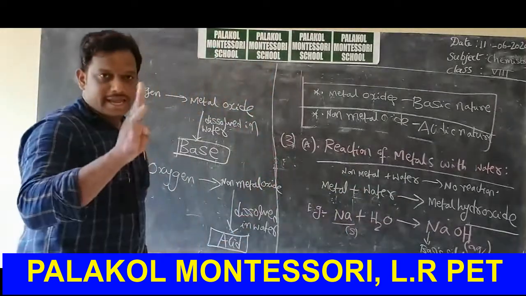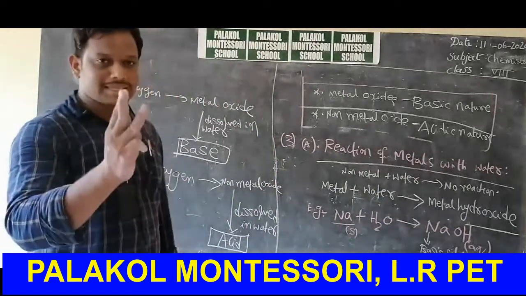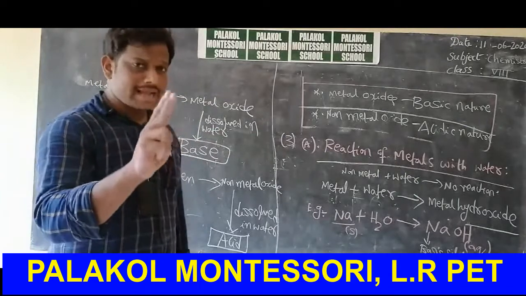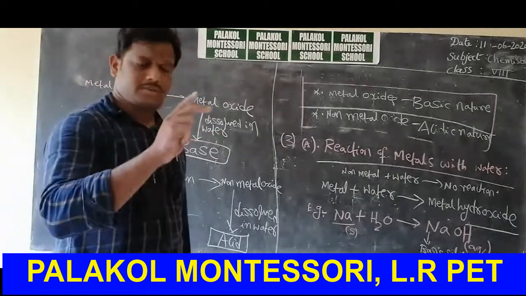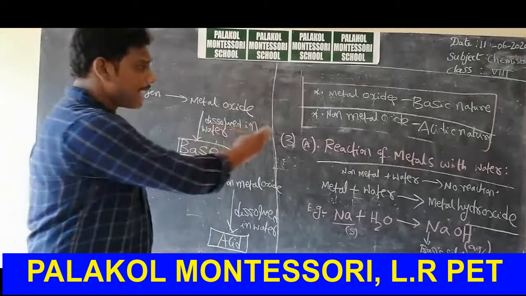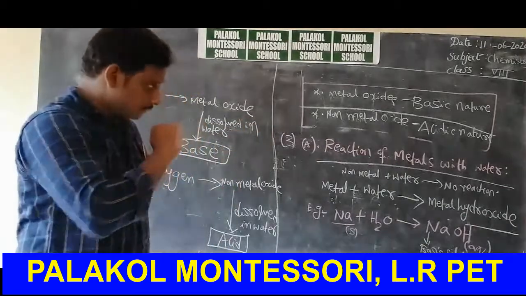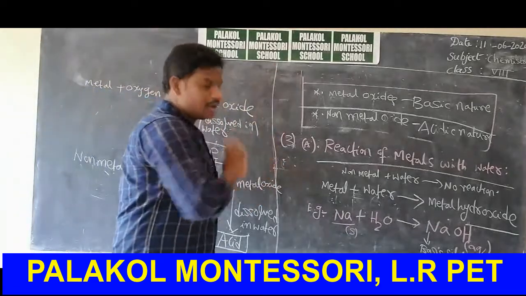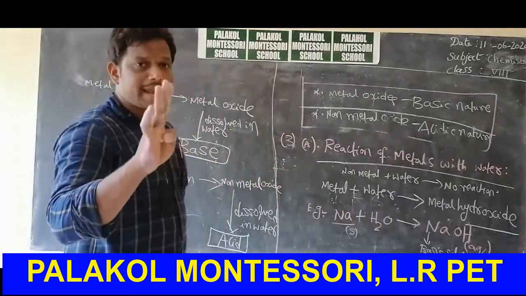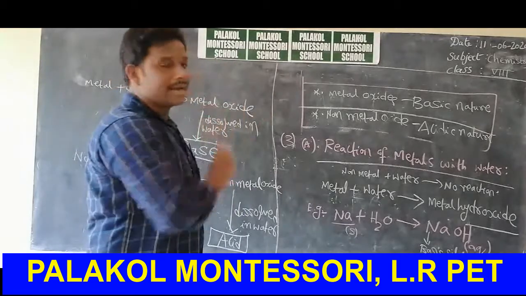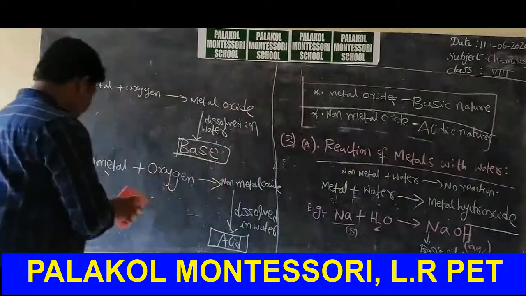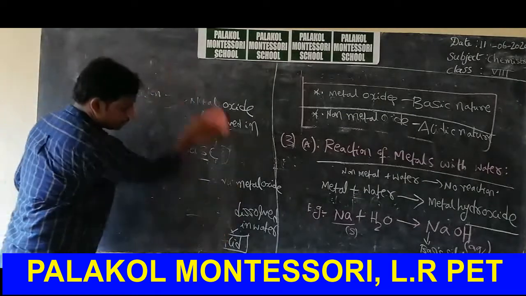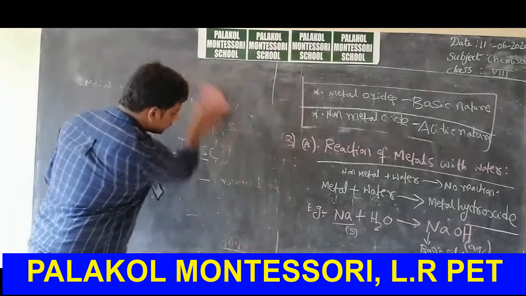Okay, these are the three chemical properties. First one is reaction of metals with acids, reaction of non-metals with acids. Second one, reaction of metals with oxygen, reaction of non-metals with oxygen. Third one, reaction of metals with water, reaction of non-metals with water. Based upon these three chemical properties, we can classify elements as metals and non-metals. This is about chemical properties of metals and non-metals.